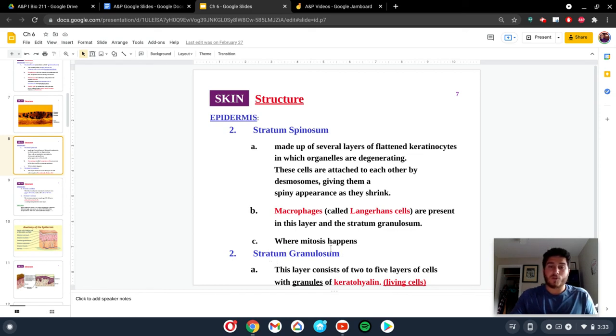The stratum granulosum is a very thin layer that's going to consist of 2 to 5 layers of cells, and you're going to see more living cells within this area. So this is another layer of those cells.